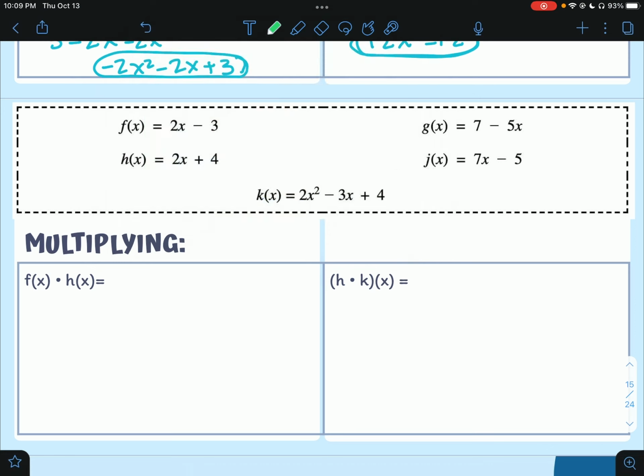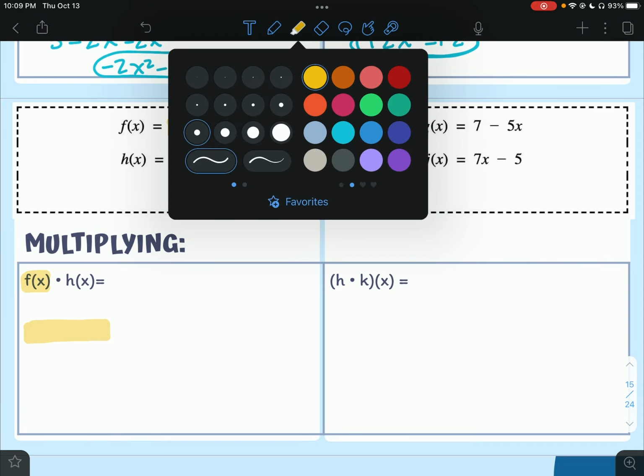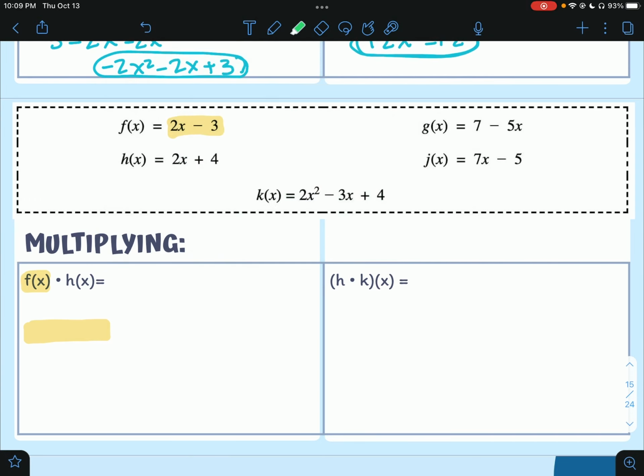So, same drill. If we're saying f and h, we're going to identify f and h. I would say f of x is 2x minus 3. I've tried to color code these to make it easy to follow for you. H of x is that 2x plus 4.